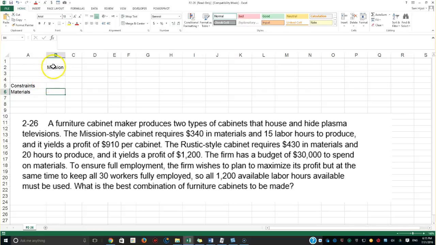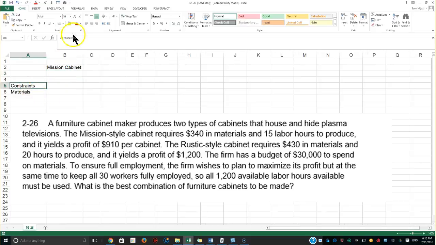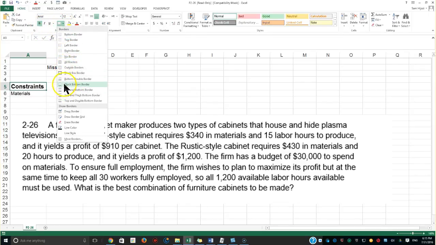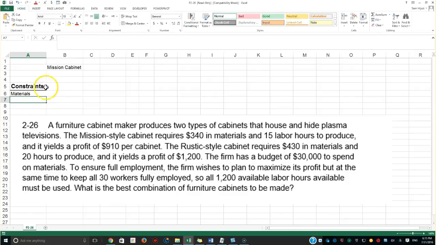And regarding the mission cabinets, we could put "mission cabinet" so we don't get confused by the word mission by itself. Let's do it this way, even better. This is the constraints. Let's make it bigger and give it a nice underline, so we'll be able to distinguish it from the other constraints. And maybe a column here for material, so as not to forget that for the mission cabinets, the material is $340 and the labor is going to be $14. It yields a profit of $900 per cabinet.